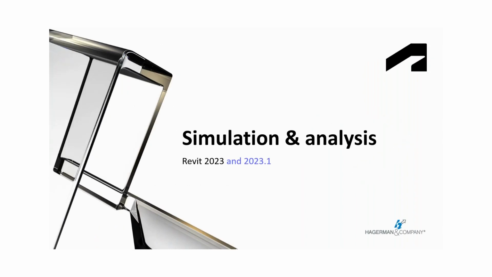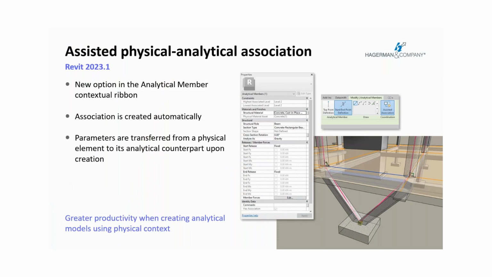All right, so continuing on here, let's move ahead and take a look at the improvements to the simulation and analysis key theme. When manually creating a structural analytical model in Revit, you will need to associate each analytical element with its physical context. Prior to this release, you could only create this association manually as well, and only after creating each analytical element.